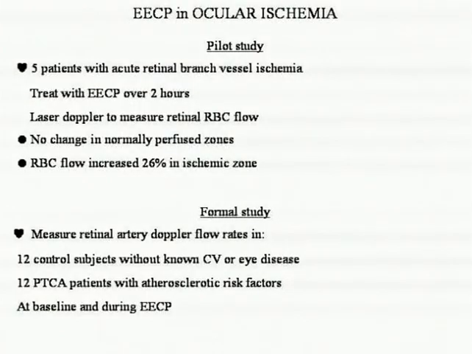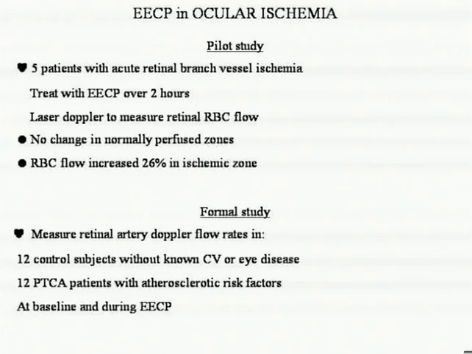How about ECP in ocular ischemia, poor blood flow to the eye? A pilot study, 5 patients with acute obstruction of a branch of the retinal artery of the eye. Treat with ECP over 2 hours, do a laser Doppler to measure retinal red blood cell flow. There was no change in blood flow in the normally perfused segments. In the ischemic segment supplied by the blocked arteries, the eye was collateralized, blood flow improved in 26%. That led to a formal study, measure retinal artery Doppler flow rates in 12 control subjects without known cardiovascular eye disease, 28 patients undergoing angioplasty.